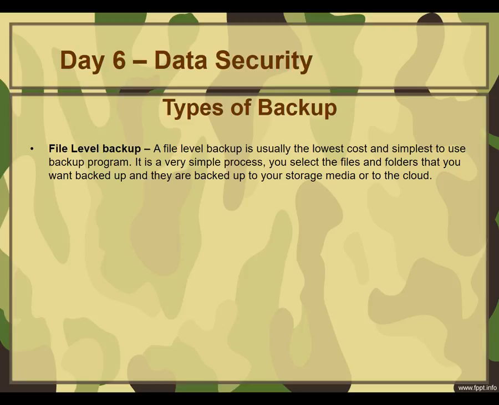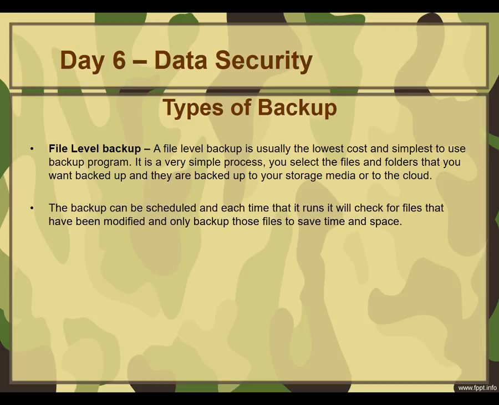It's a very simple process. You just select the files and folders on your computer that you want backed up. They're normally backed up to possibly a local device like a hard drive on your network, and then they're also replicated to the cloud. The backups for file level can be scheduled, and each time it runs, it will check for files that have been modified since the last backup and normally only back up those files. That saves you a lot of space because you're not backing up the same files over and over again.